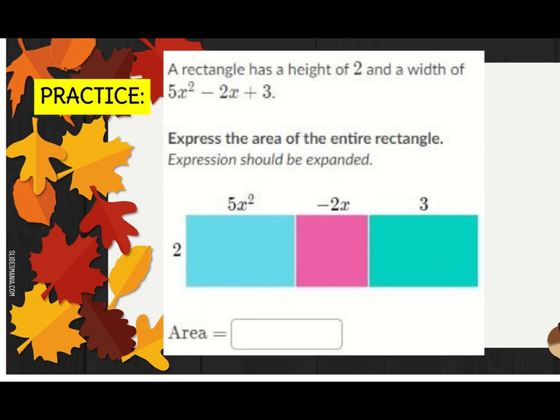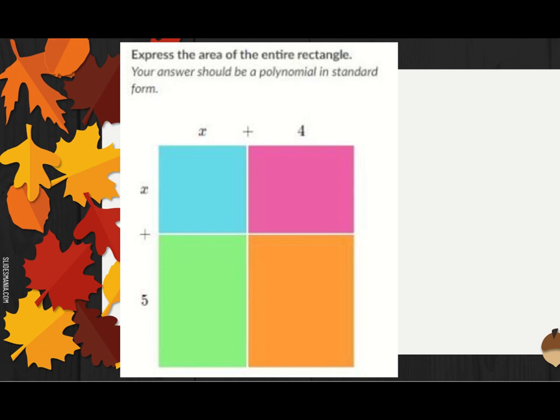All right, so hopefully you got the answer of 10x squared minus 4x plus 6. We just took 2 times 5x squared, 2 times negative 2x, and 2 times 3. You can kind of think about it as distributing to each of those terms. So those area models were multiplying a monomial by a different polynomial. So we were just multiplying one term into a polynomial.